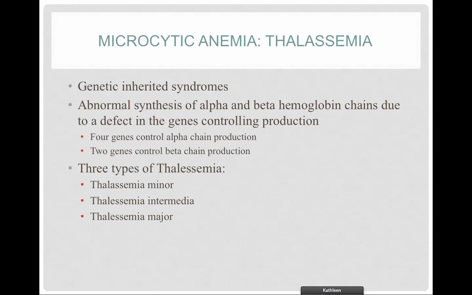Microcytic anemia, there's also thalassemia. And this is a genetic inherited syndrome. And this is due to an abnormal synthesis of alpha and beta hemoglobin chains due to a defect in the genes controlling production. There are 4 genes that control alpha chain production, and 2 genes that control beta chain production. There are 3 types of thalassemia.